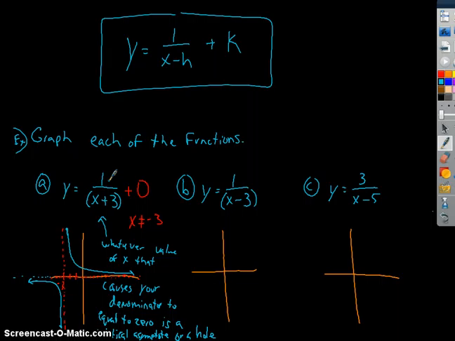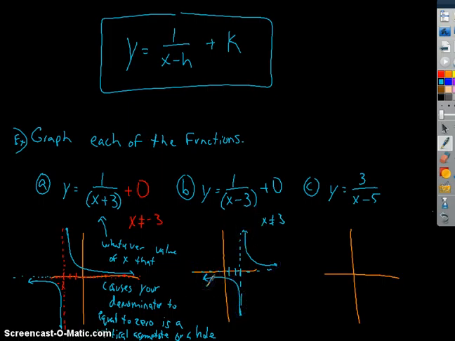So look at the second one. We should have seen that we had a vertical asymptote at 3, because x cannot be 3. So here at 3, I've got a vertical asymptote, and then this is still plus 0 in the end, so there's a horizontal asymptote here. So here's the graph.